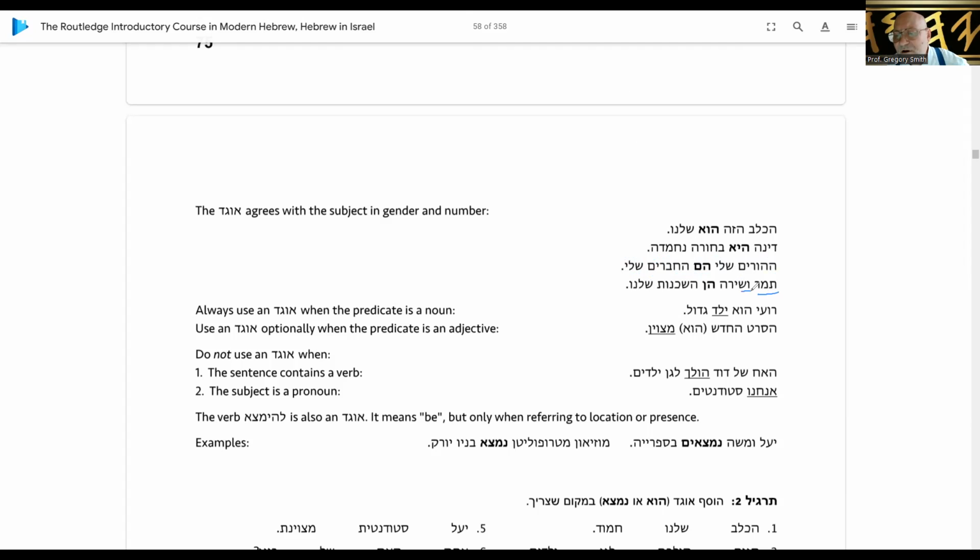Tamar, this looks like Shira. I think that's a female name, and Tamar is a female name. So you got a female plus female going on here.